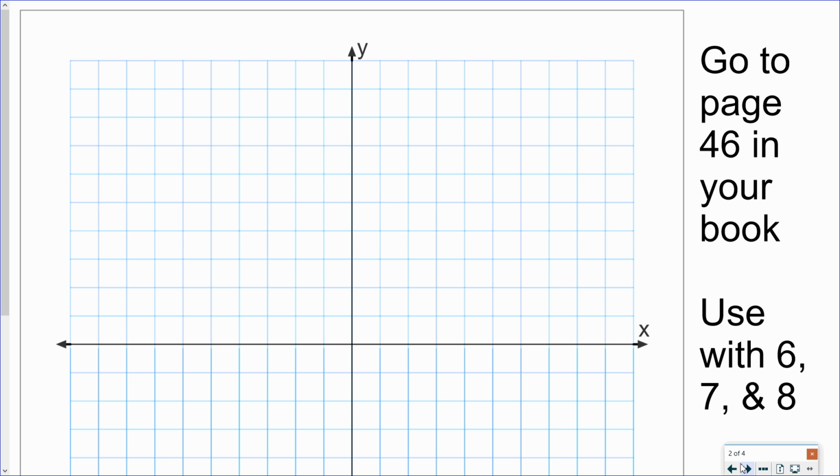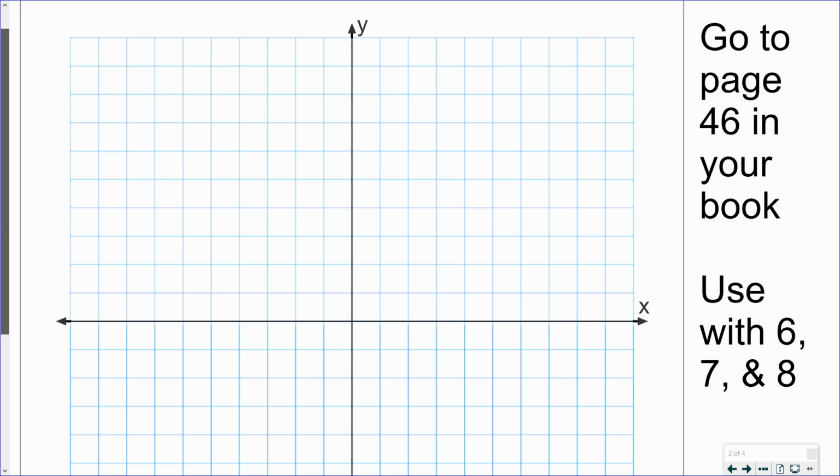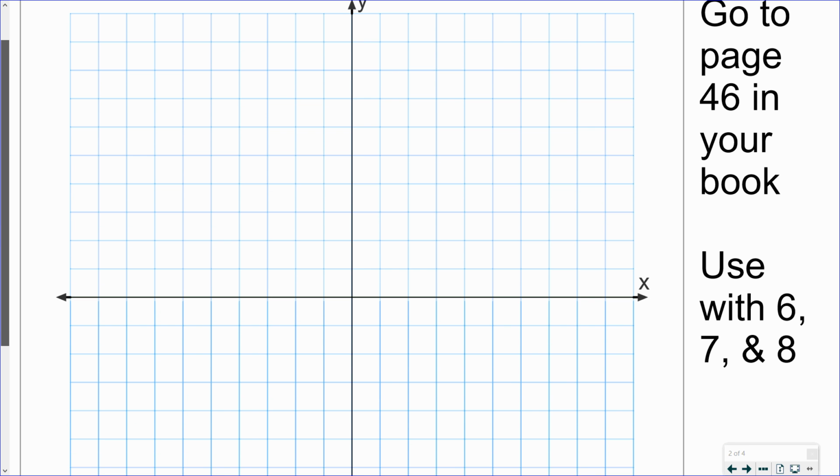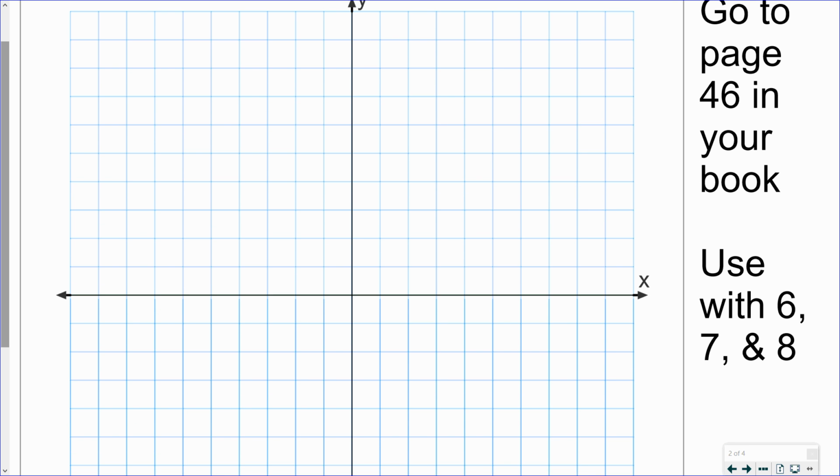All right, for this next section, you will need your math textbook, book B, and we're going to plot some points and create some figures. The problems on page 46. And so on this coordinate plane, we're going to use this coordinate plane with questions 6, 7, and 8 on page 46. I'm going to do question 6 in red, question 7 in green, and question 8 in blue to help you see the different figures here.